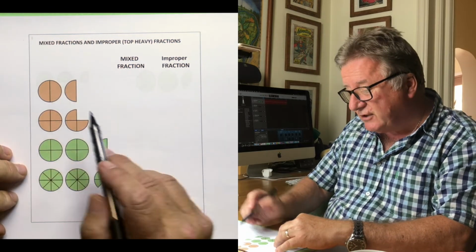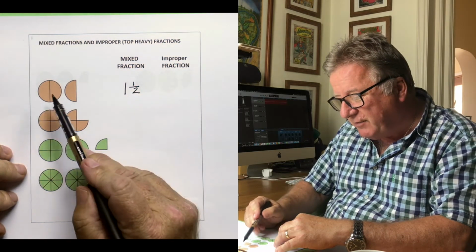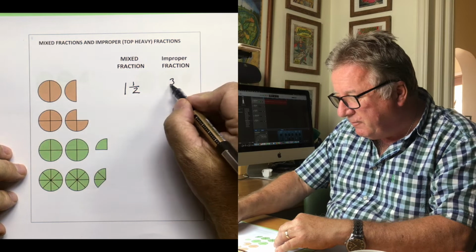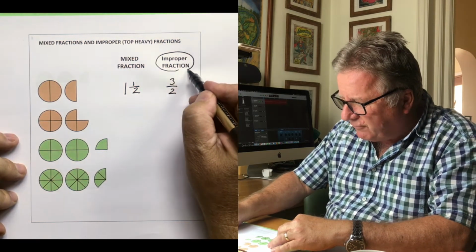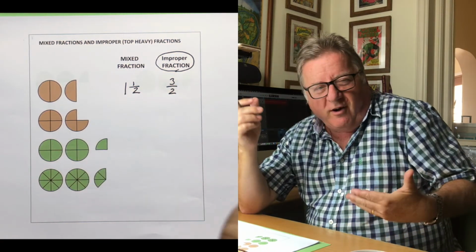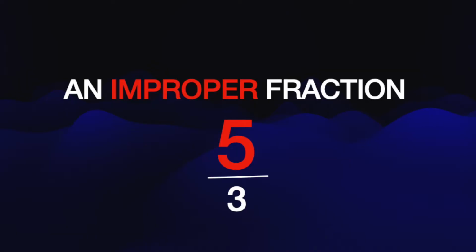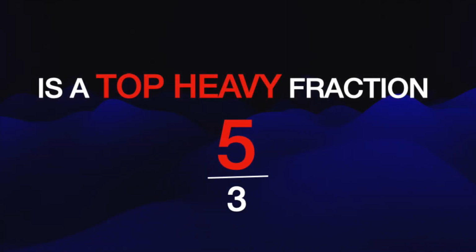Can you see the first fraction is 1 1/2? Now, if you count up the halves, you can also see 3/2. We call this, by the way, an improper fraction. It's sort of a posh bit of terminology for it. I often think of it as a top-heavy fraction. So, improper fractions are top-heavy fractions, and we can write those as mixed fractions also.